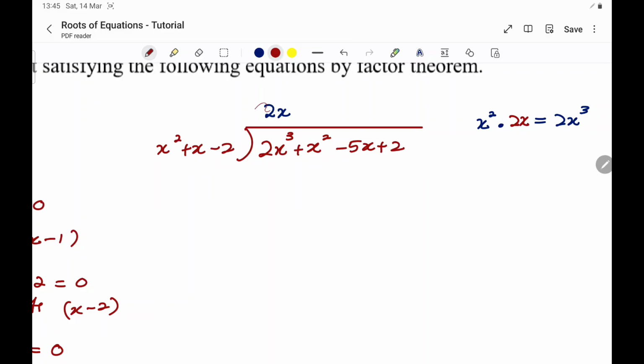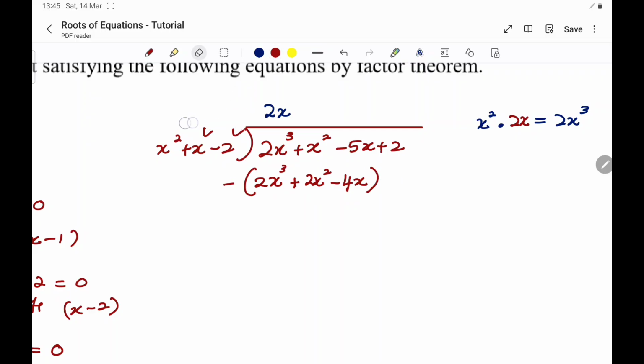So this 2x, what you have to do is multiply with each of the terms here one by one. 2x multiplied with x squared, you're going to get 2x cubed. 2x multiplied with x, you're going to get 2x squared. 2x multiplied with negative 2, you're going to get negative 4x. Once you settle this one, put bracket, put minus.